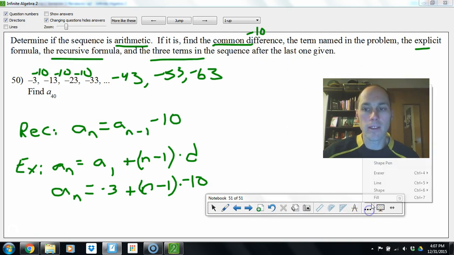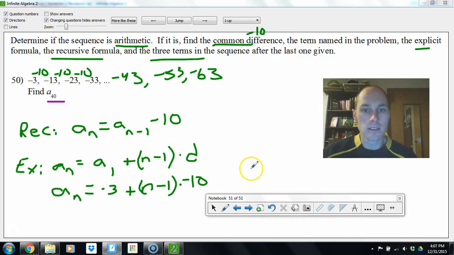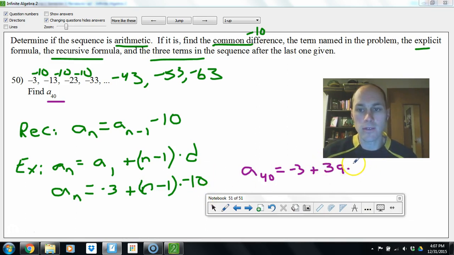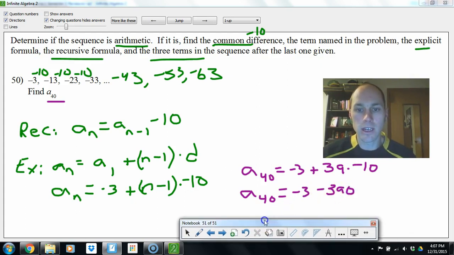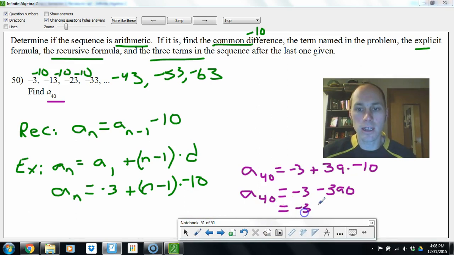So now if I want to find the 40th term, I'll just say the 40th term is equal to the first term plus n minus 1, so 39, times negative 10. So the 40th term should be equal to negative 3 plus 39 times negative 10 is negative 390. Negative 3 minus 390 is negative 393.